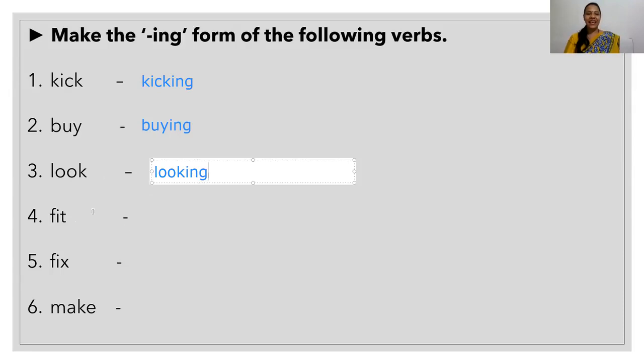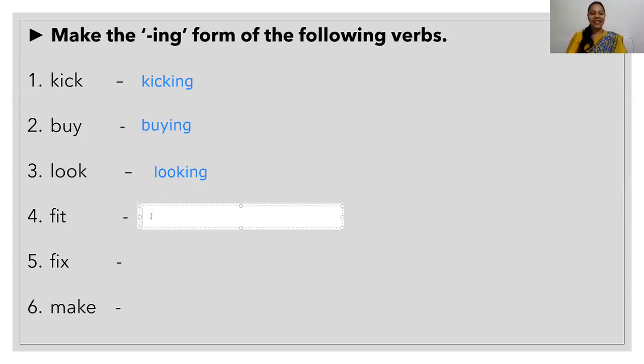Okay. Next, let's come to the next word. Fit. F-I-T. Fit. Now, here the final letter is T, and before T, I have a single vowel I. So what should I do now? Very good. I will double the final letter T and add ing. So F-I-T-T-I-N-G becomes the ing verb for base verb fit.